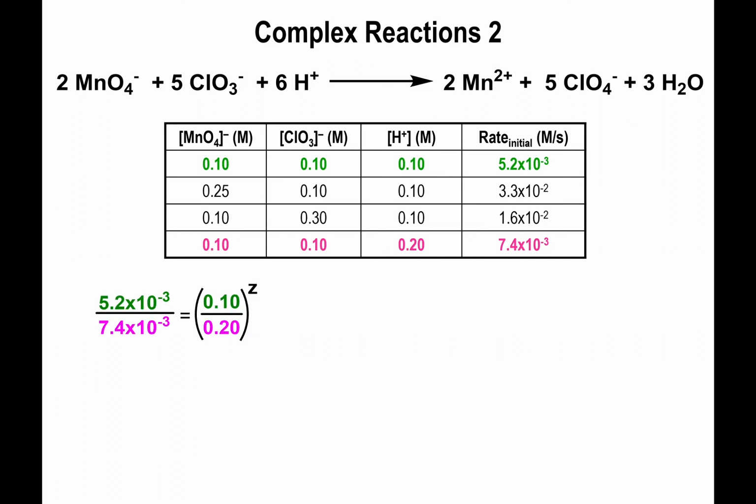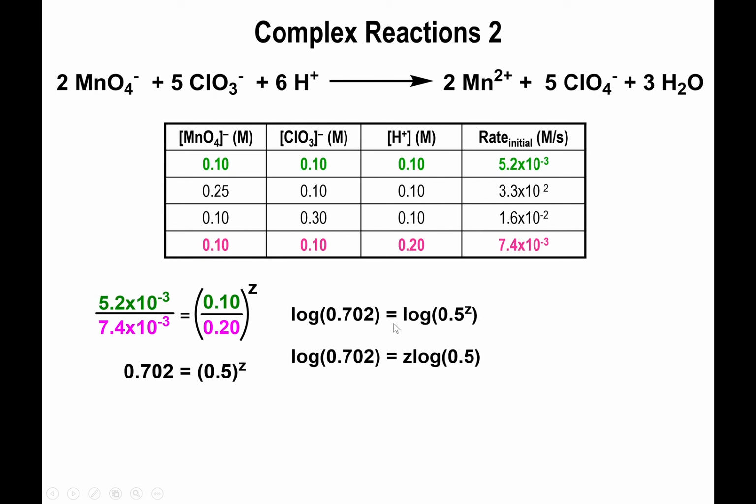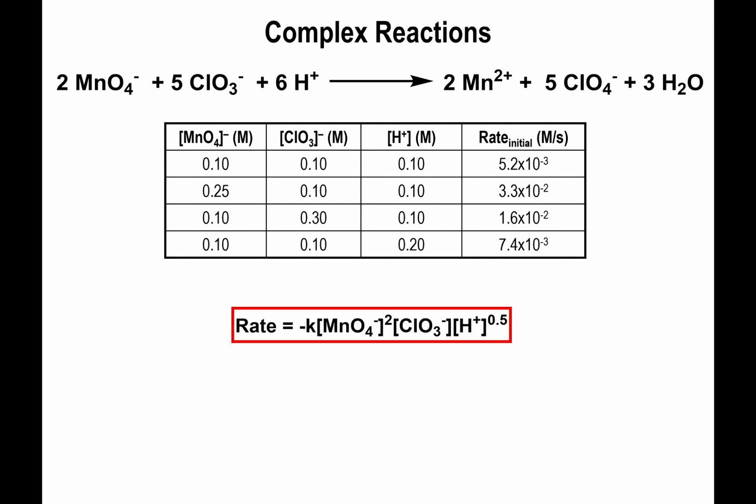So now dividing the rate of row 1 by the rate of row 4 and dividing the concentration of H+ in row 1 by the concentration of H+ in row 4 yields the following values, 0.702 and 0.5. So if we take the log of both sides, bring the exponent z to the front of the logarithm, and solve for z, we're going to have log of 0.702 divided by log of 0.5, which yields a value of 0.5.